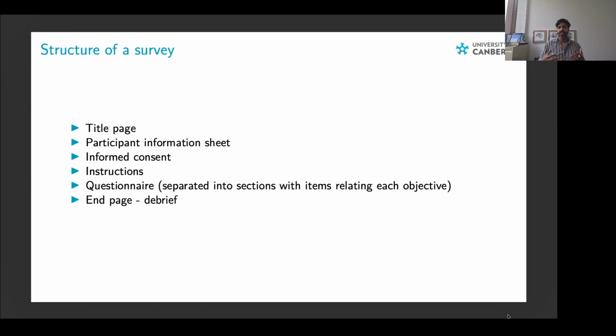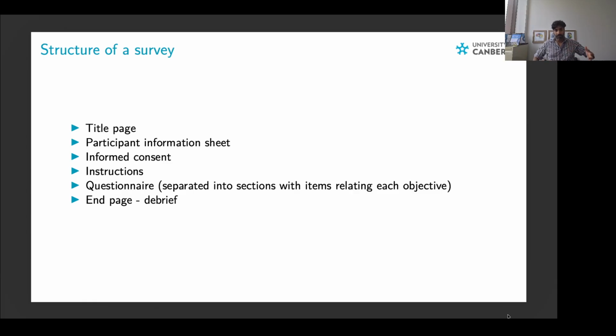So what's the physical structure of a survey? You have a title page, with the title of the survey, and a participant information sheet. This tells the participant what they need to know about the survey and feeds into their informed consent, so they know what's required of them, how their data will be used, how the data will be stored, and what the purpose of the research is. Will the research be published in a journal? Will it be disseminated elsewhere? And then what the instructions are for completing the survey.